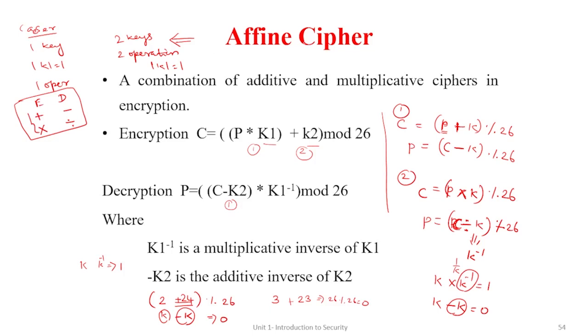The affine cipher is also called an extension of the Caesar cipher, in which additive and multiplicative operations are done at encryption. The two keys are namely K1 and K2. First, if you do multiplication, then you do addition. In another way, we can also write it: if you do addition first, then you do multiplication second.